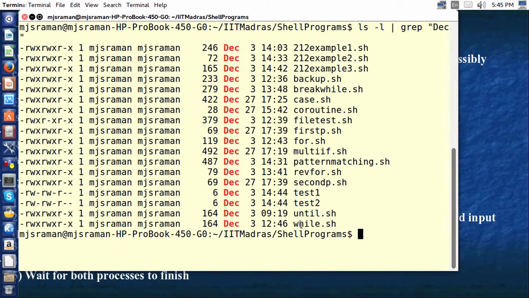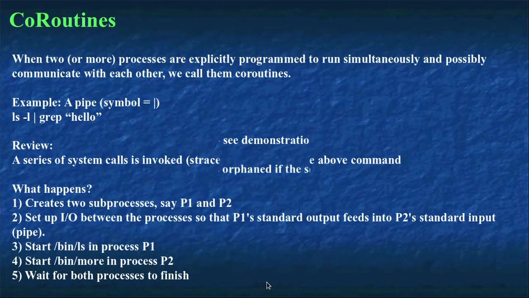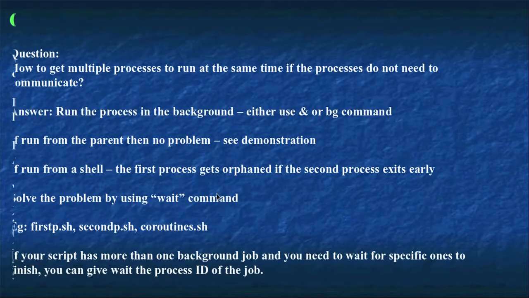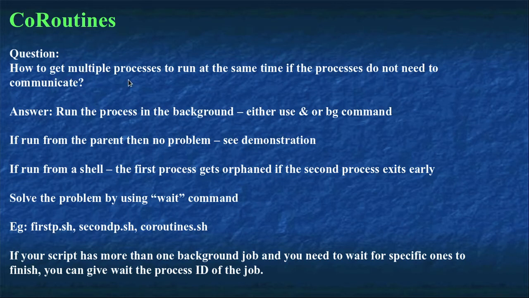Now, let us consider another scenario. In this scenario, we are going to find out how to get multiple processes to run at the same time if the processes do not need to communicate with each other. Remember, in the previous case I gave an ls -l command and the output of ls -l became the input of the grep command. Now, let us say that we do not want such communication to happen. That means each process must execute independently of the other.